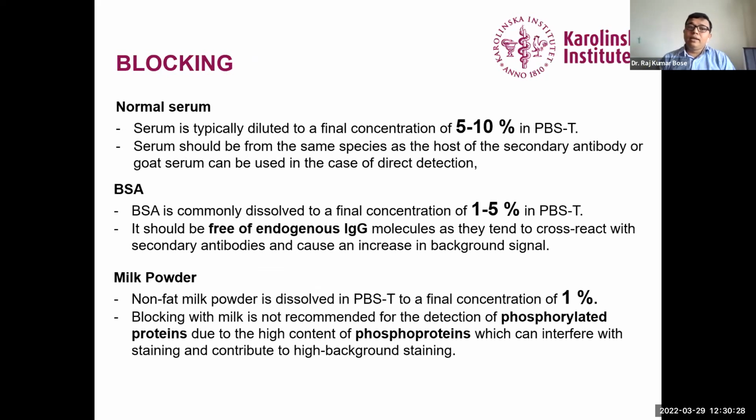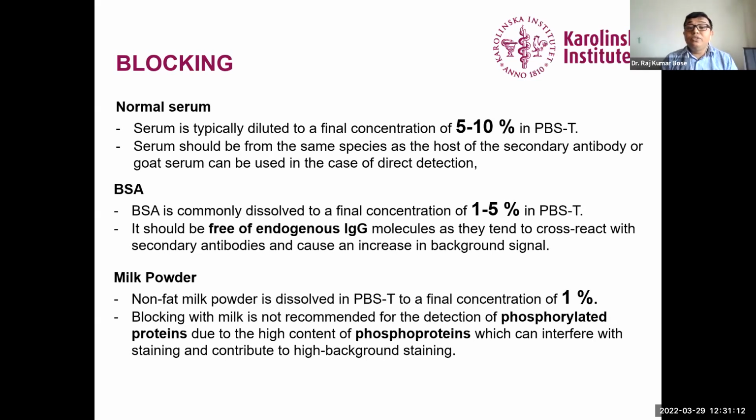So then you go for the blocking step. Here you can use different solutions to block your sample: normal serum, bovine serum albumin, and milk powder. If you use normal serum, the percentage will be 5 to 10% in PBST. If you use BSA, it should be 1 to 5%, and milk 1%. It should be non-fat milk. Something else you should keep in mind is that if you use BSA, it should be free of endogenous IgG, so the secondary antibody will not bind to it.